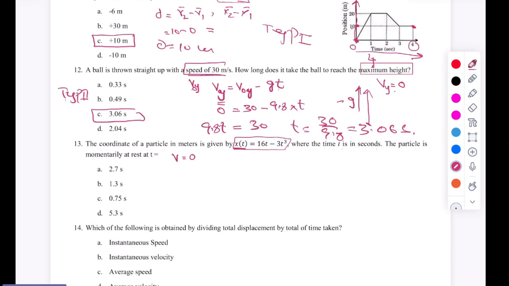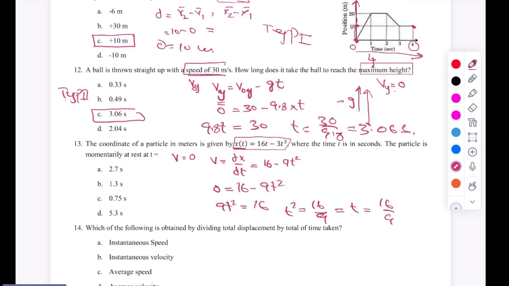So how to take a derivative? It is v equals dx by dt. So the derivative of this function is 16 minus 9t squared, just using the power rule. So velocity is 0, so 16 minus 9t squared equals 0. So 9t squared equals 16. So t squared equals 16 by 9. And t is the square root of 16/9, plus or minus two values.